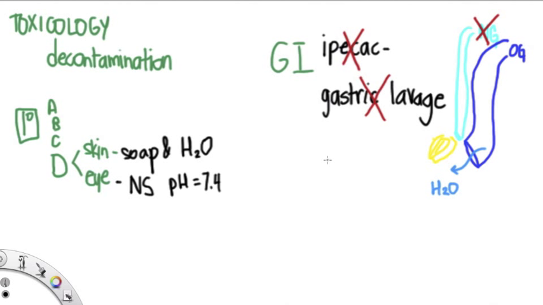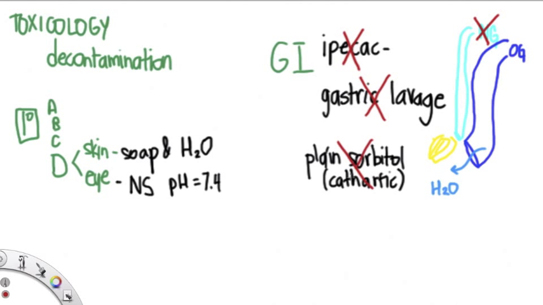What about plain sorbitol, which acts as a cathartic, with the hope that they'll just poop out all that stuff very quickly and they won't even have that toxin in them anymore. Magnesium sulfate can also be used. Again, this has also been shown not to be useful and might also be dangerous, so no plain cathartics.